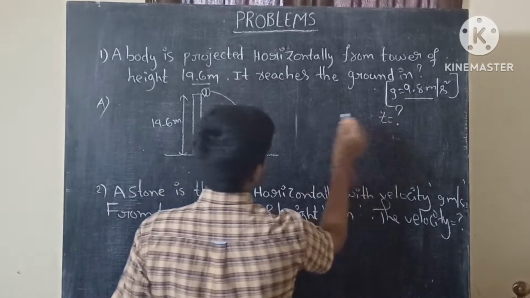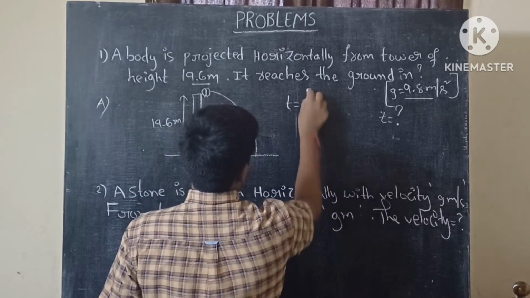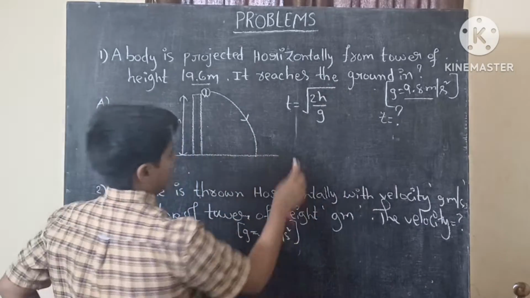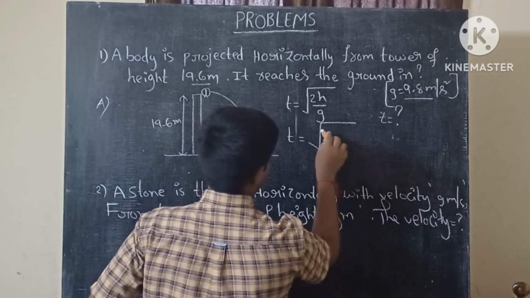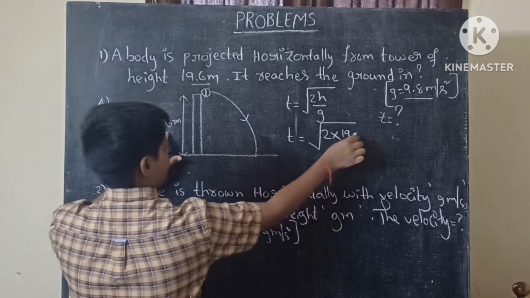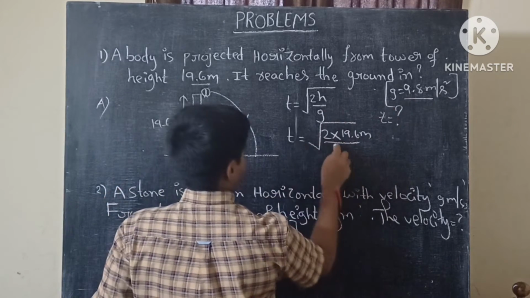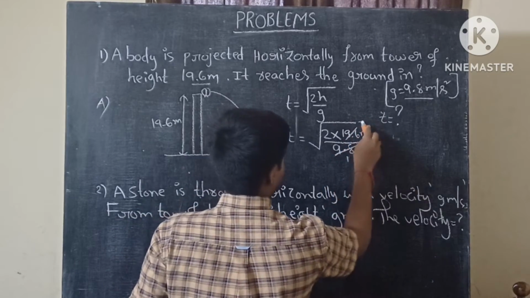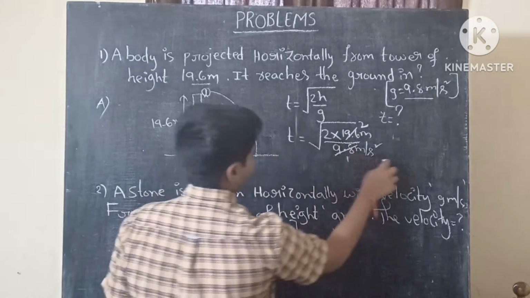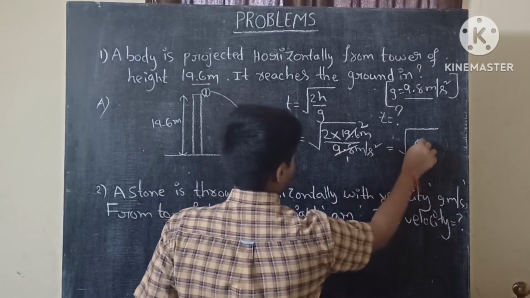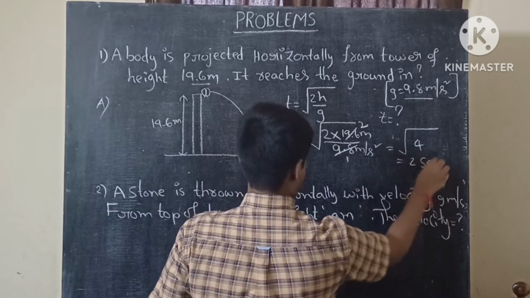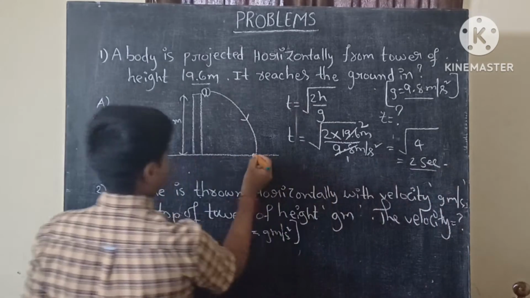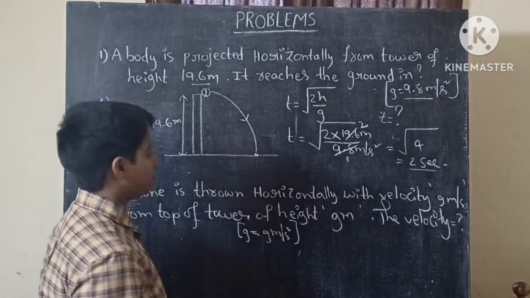What is the time formula? Time is equal to root over 2h by g. If you substitute the values, 2 into 19.6 meters by 9.8 meter per second square. So 9.8 ones, 9.8 twos. So root over 2 into 2, 4, which means 2 seconds is the answer. So this is the time for reaching the ground. This is the first question.